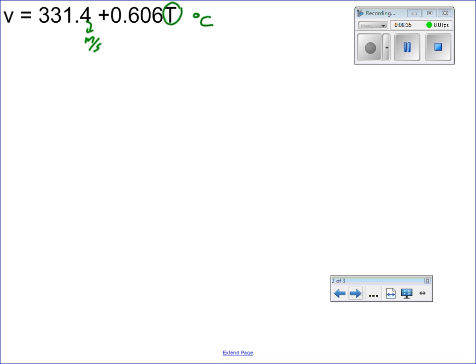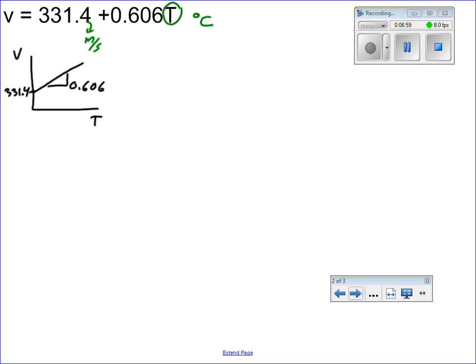It's a linear equation. So basically what you're doing is you're plotting the speed versus the temperature with an intercept of 331.4 and a slope of 0.606. All right, so that's what this equation does for you.